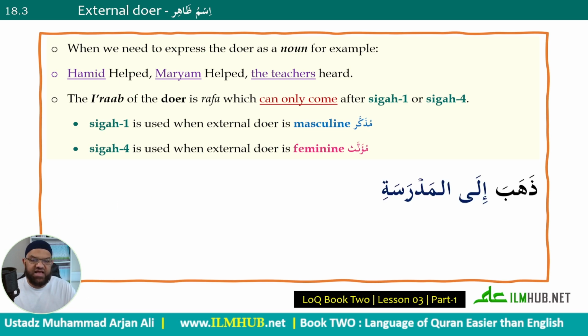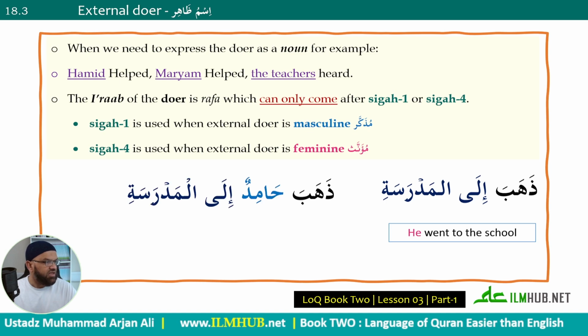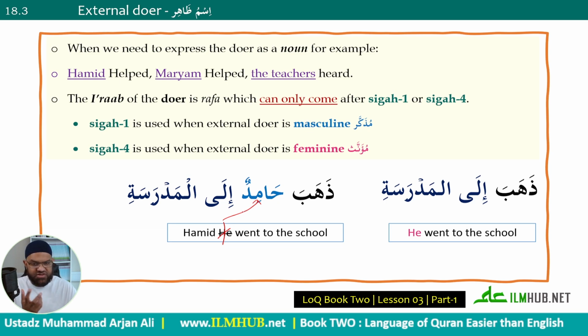We have dhahaba ilal madrasati, he went to the school. He went to the school. Who's the doer? He. There is no noun coming afterwards, as you can see, which is expressing the doer of the action. If I, on the other hand, said dhahaba hamidun ilal madrasati. Now, what we do, we translate the he first in English, because that's the one set within the dhahaba bit, but then we cross it off. Why? Because we have Hamid afterwards, which is rafa.